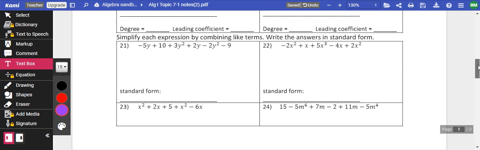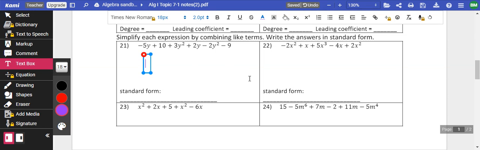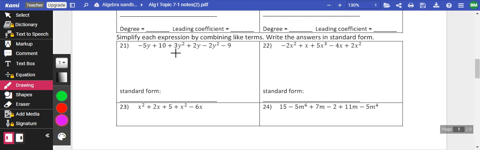We're going to do some where we have to combine like terms. So we're going to look at 21 here. We've got all of these. I'm going to put all the squares together first, so I'm just going to underline that. I've got negative 5y plus 10 plus 3y squared plus 2y minus 2y squared minus 9. And when I'm combining like terms, I want to put all of the ones with the same exponent and same letter together. Okay, that's what combining like terms means.